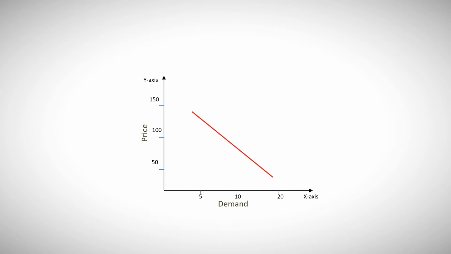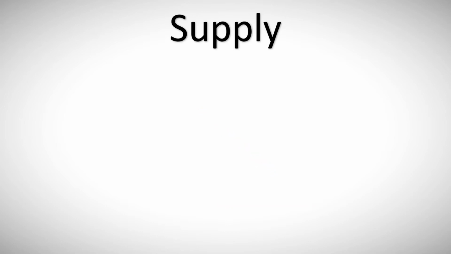This graph only shows the relationship between price and demand of a product. But if demand is changed by other factors like increased incomes, bigger markets, or availability of substitutes, the demand curve will shift. Now let's talk about supply.